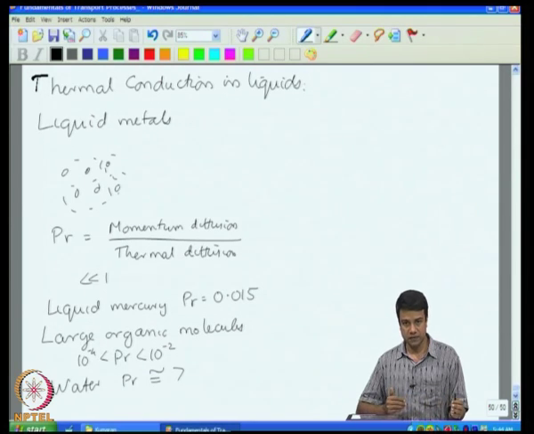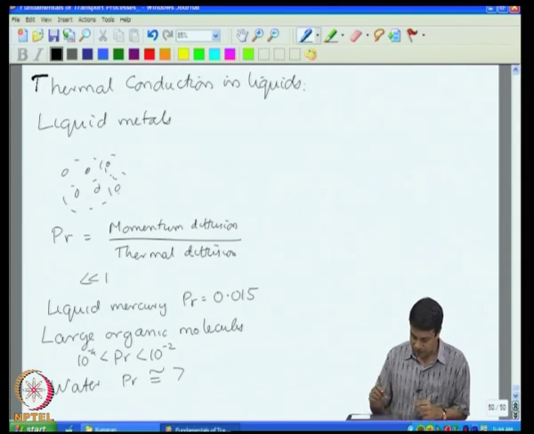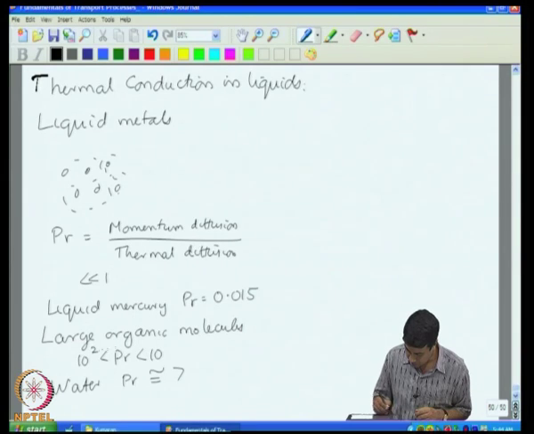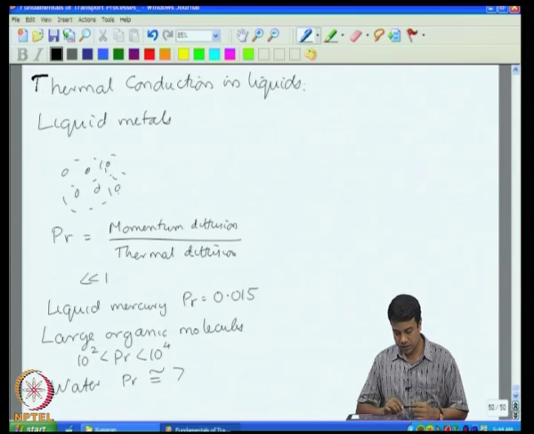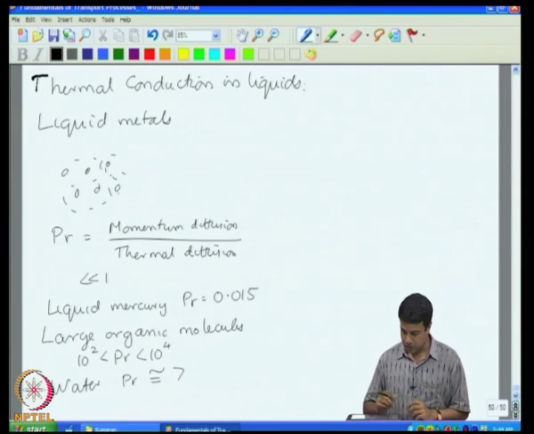Prandtl number actually has a very large range. It goes all the way from 10 power minus 4 to, I am sorry, this should be 10 power plus 4. 10 power 2 to 10 power 4. So, it could be as large as 10 power 4, it could be as small as 10 power minus 2, and normal liquids fall somewhere in between. Liquid metals are special cases, and very insulating liquids are the opposite special case. So, this is a brief discussion of diffusion phenomena.